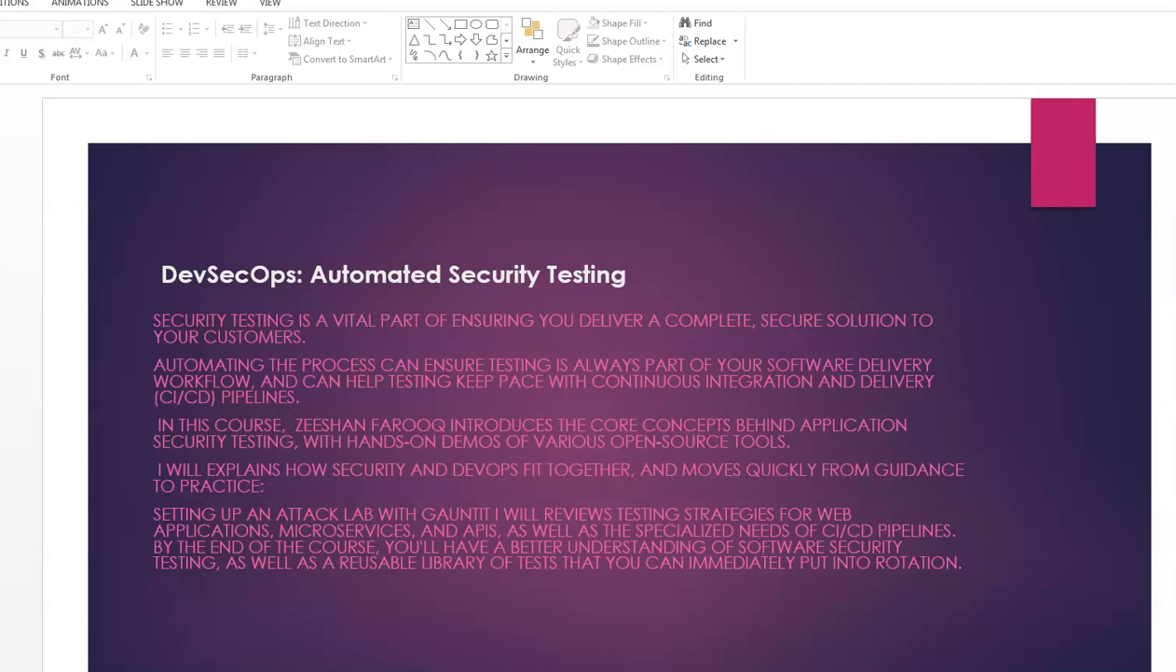Okay, and then we'll discuss in detail the CI/CD pipelines. By the end of the course, we'll get a better understanding of the software security testing side: how we reuse the library and how exactly the tests will happen. We'll discuss that in detail.